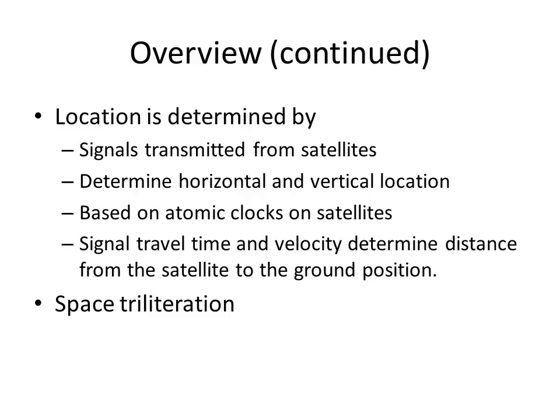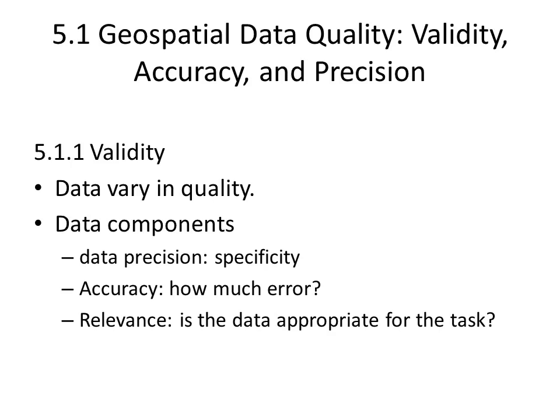Location is determined by signals transmitted from satellites. They determine horizontal and vertical location, and they're based on atomic clocks on satellites. Signal travel time and velocity determine the distance from the satellite to the ground position. So it's very exact and specific time signals and differences that are looked at. This is essentially a space version of trilateration. Later on, we'll learn a bit more about what trilateration is.